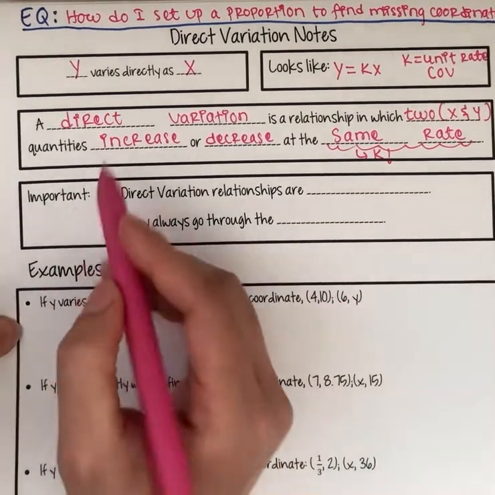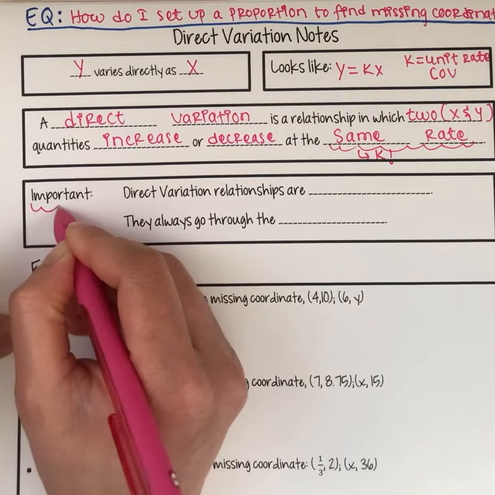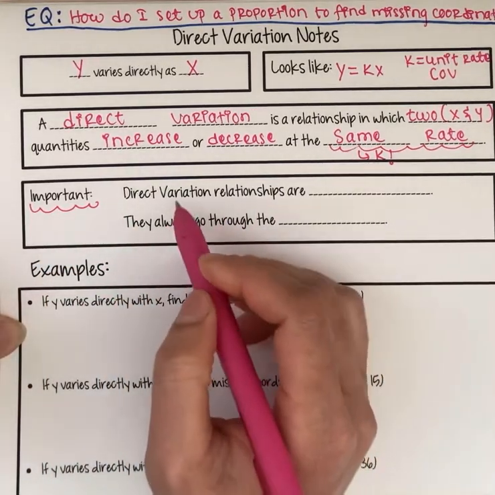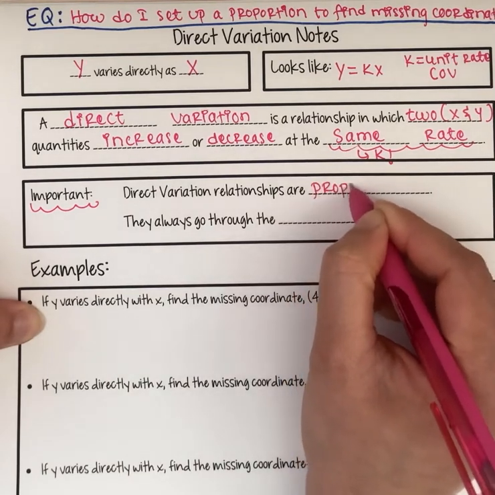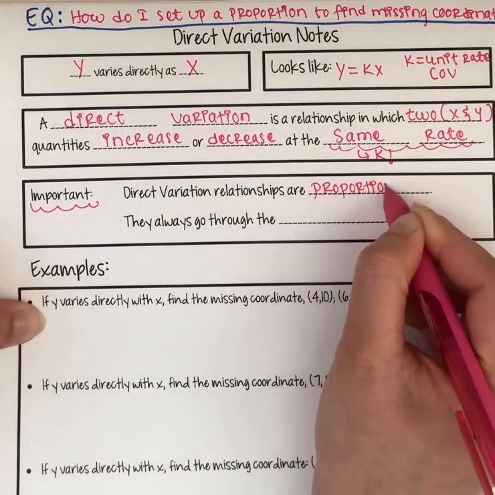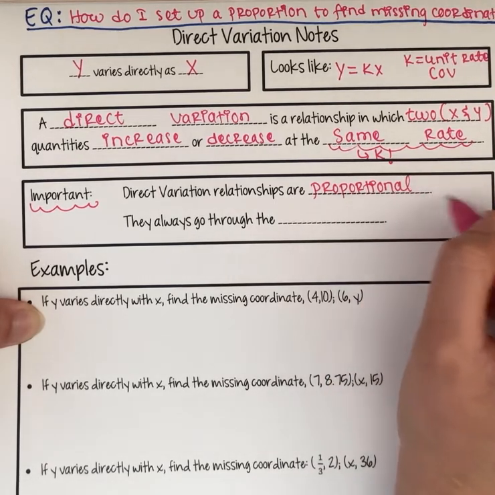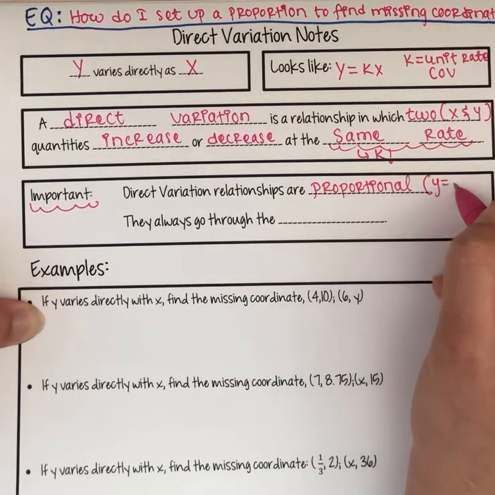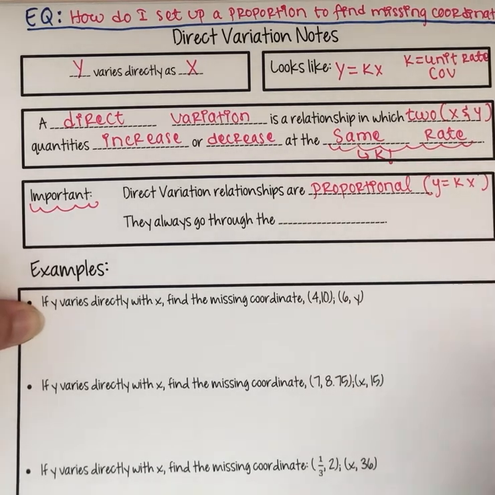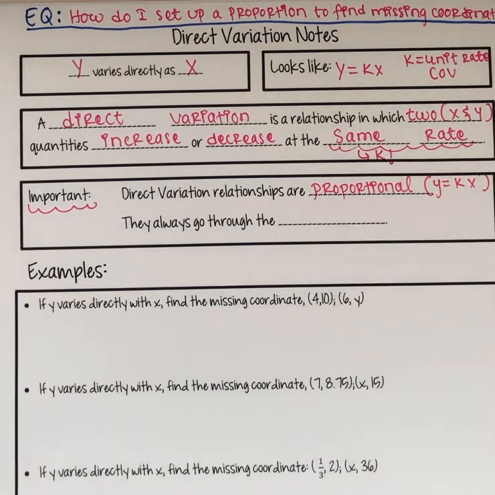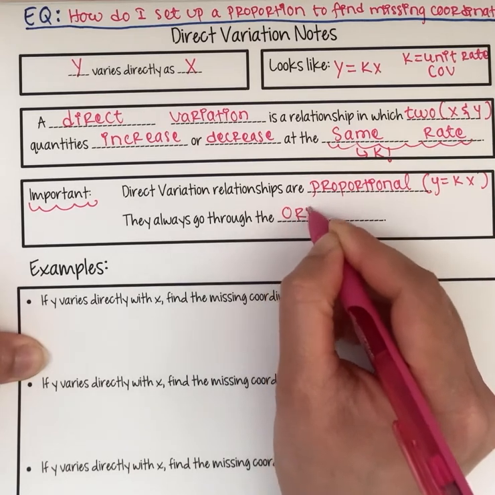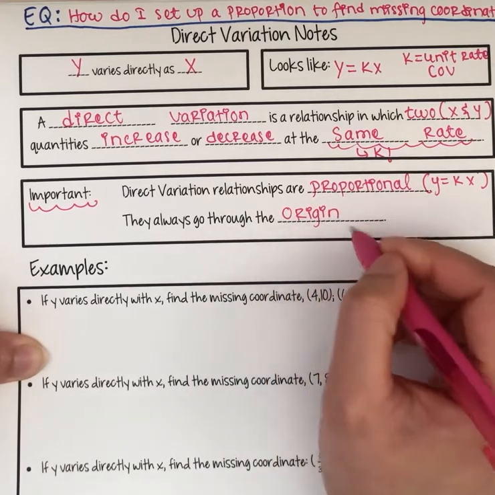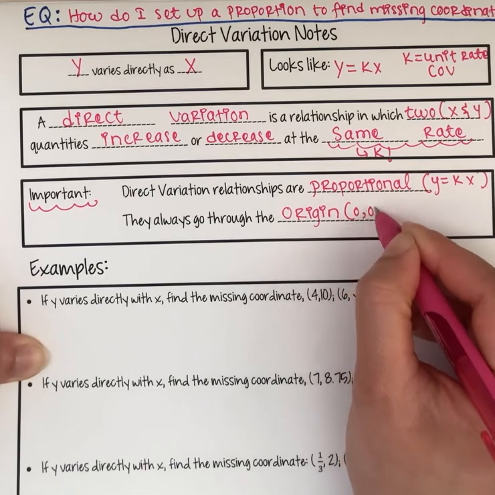Okay. All right, so important. This information right here is super important. Direct variation relationships are proportional. And proportional means it will have y equals kx. Okay, the value of y equals the unit rate times the value of x. Okay, and they always go through the origin or the point 0, 0.